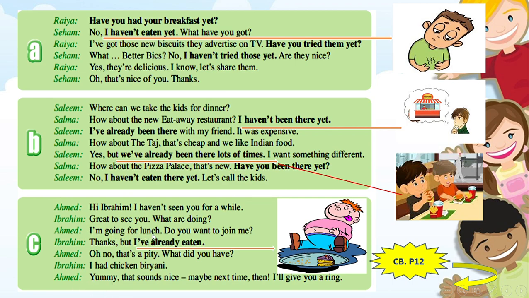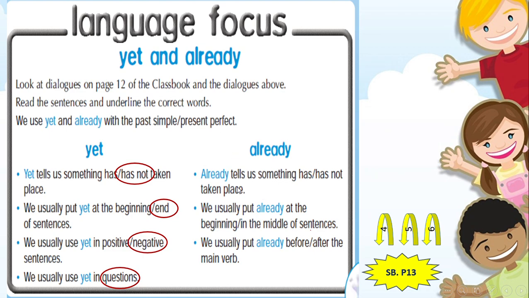Excellent. I'm going for lunch. Do you want to join me? Thanks, but I have already eaten. Look at me here. I'm full. My stomach is full. I have already eaten. So, what do you think, students? Do you think already tells us something has or hasn't taken place? Yeah, excellent. Already tells us something has taken place. Very good. Let us move on.